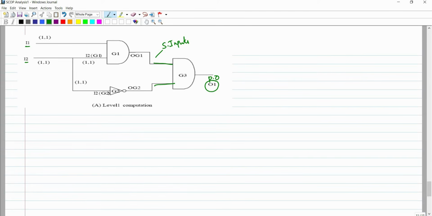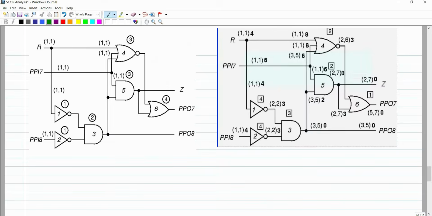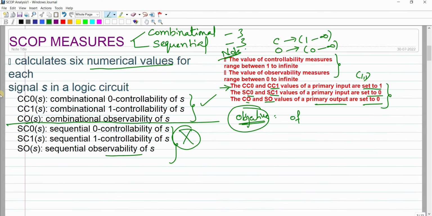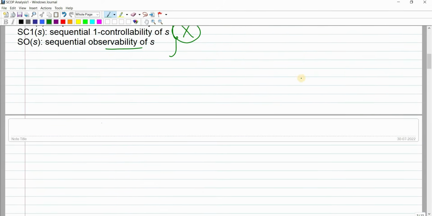Fine, you should be familiar with what primary inputs, primary outputs, and secondary inputs are in a logic circuit. If you want to solve the combinational controllability and combinational observability of a particular combinational circuit, initially we have to assume combinational 0 controllability and combinational 1 controllability are 1. If you solve the example, you can easily become familiar with these points. In upcoming slides, I will discuss the problems.